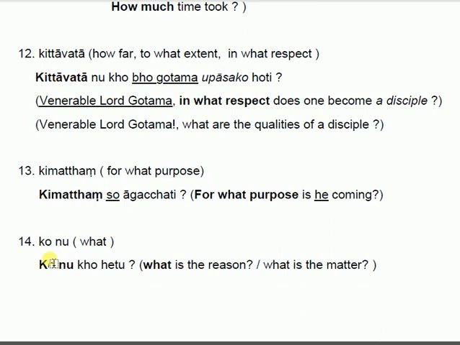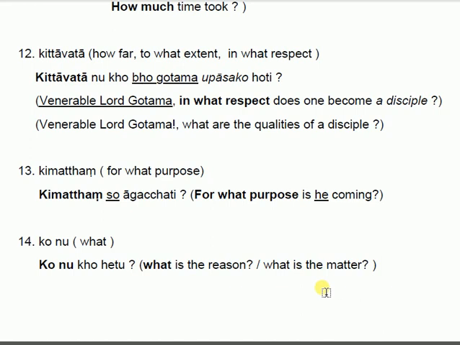We use konu for what? Question. Konu ko hetu. Konu ko hetu means what is the reason? Hetu means reason. Konu ko hetu. What is the reason? Or what is the matter? Konu ko hetu.